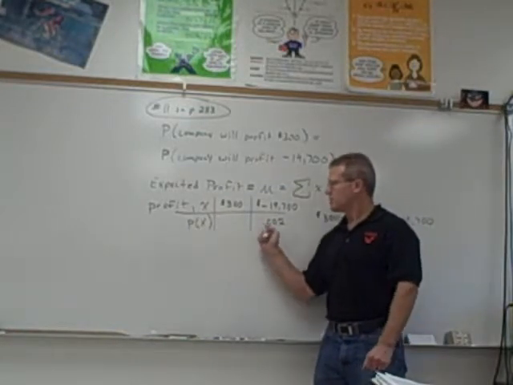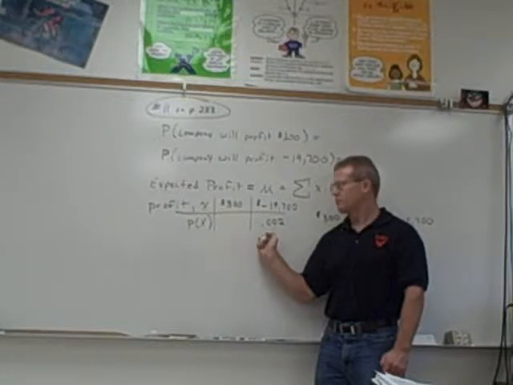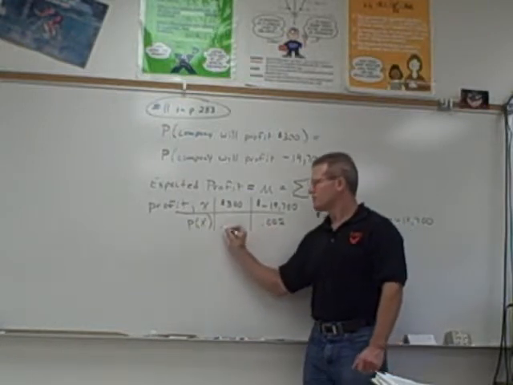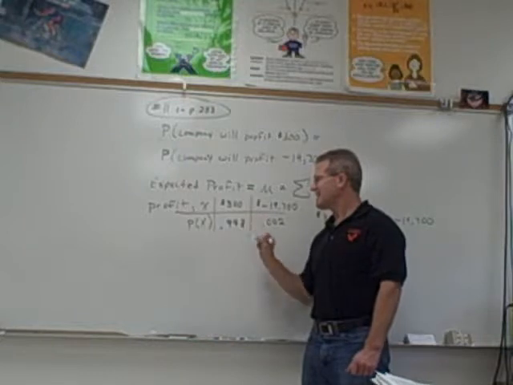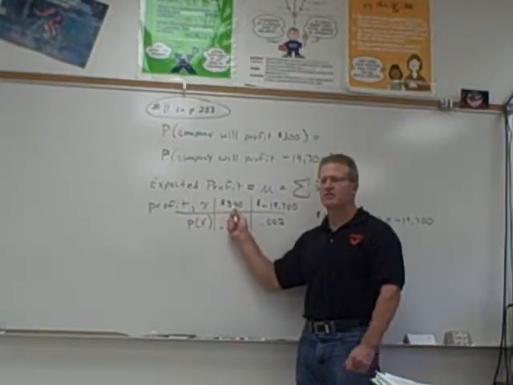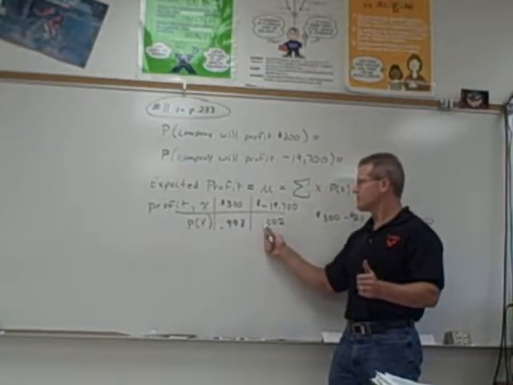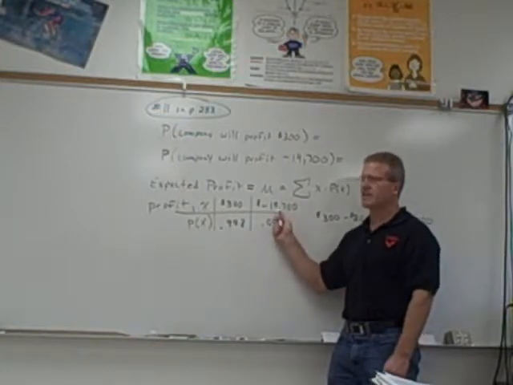Now, what do these two numbers down here have to add up to? Right, the probabilities of all the outcomes have to add up to 1. So if you do 1 minus 0.002, that gives you 0.998. So there's a 99.8% chance they're just going to collect their $300 and they'll be happy. There's a 0.2%, 0.002, 2 out of 1,000 chance the company's going to have to actually lose $19,700.